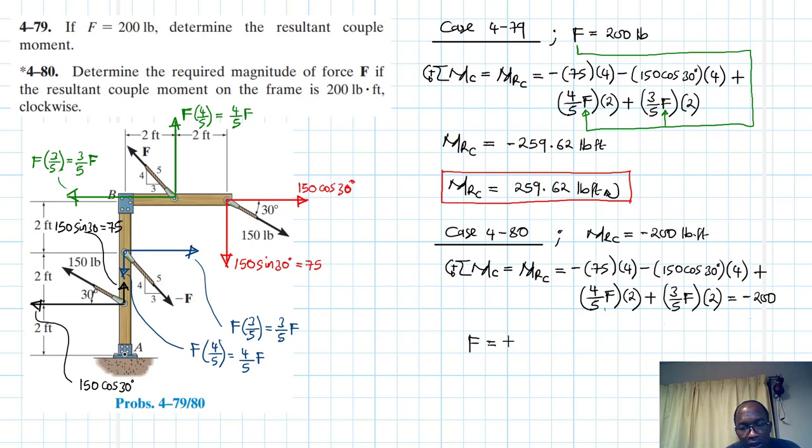So we find a 221.29 pounds. So let me check it once more. 4 over 5 by 2 plus 3 over 5 by 2, and I will have a minus 200 plus 75 by 4 plus 150 cos 30 by 4 divided by that, 221.29. Great. So this is the value of F required given the resultant couple moment on the frame of 200 pounds-feet.